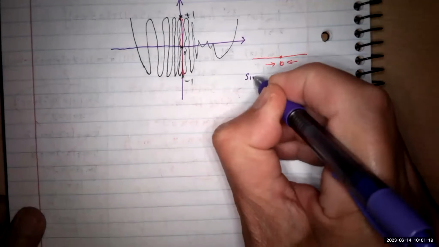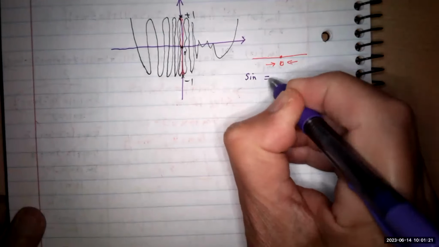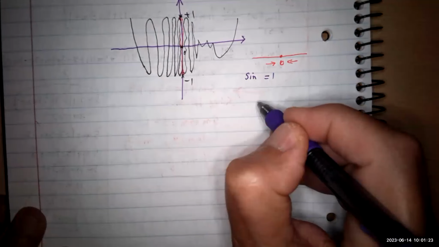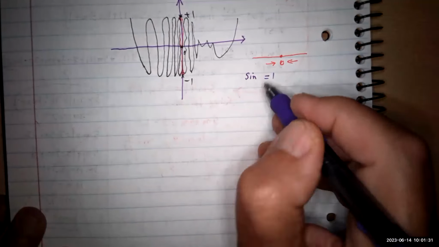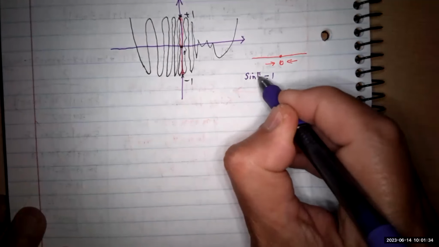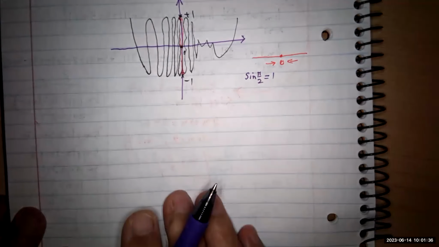Can you give me an angle whose sine is 1? Do you remember? Sine of what is equal to 1? Would that be pi/2? Excellent. Pi/2. Sine of pi/2 is 1. Yes, very good.